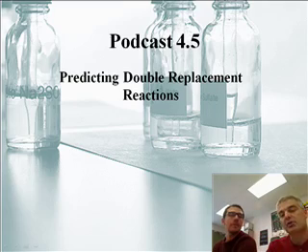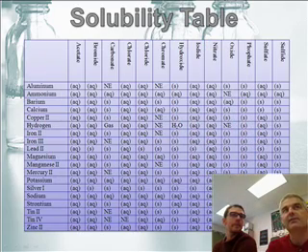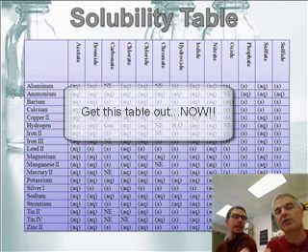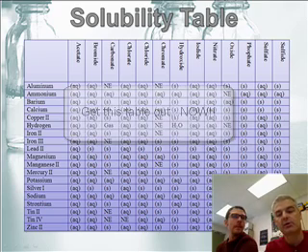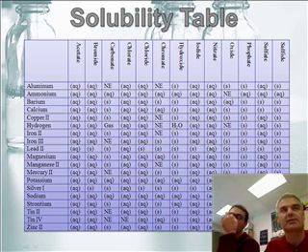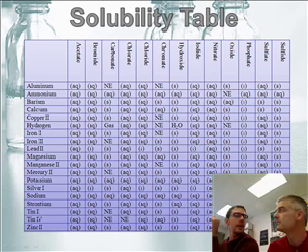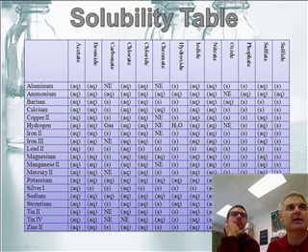Okay, the table that you're going to want to use a lot is called the solubility table. This should be taped in the back of your comic book or made available. You can print this up, whatever. This is a very important table that you're going to use as we work through double replacement reactions. For single replacement reactions, you use the activity series of metals table, and for double replacements you use the solubility table.